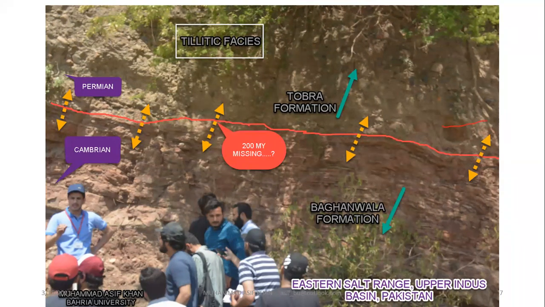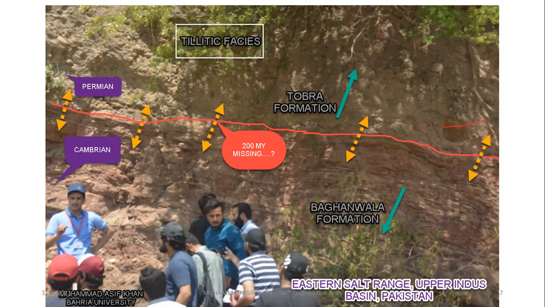If I ask you a question: we have a Cambrian formation and on top of it we have the Permian formation, so some formations are missing over here, and that accounts for around 200 million years. What could be the possible reason behind this missing sequence? This is a simple assignment for you. You need to get some evidence of this missing sequence.